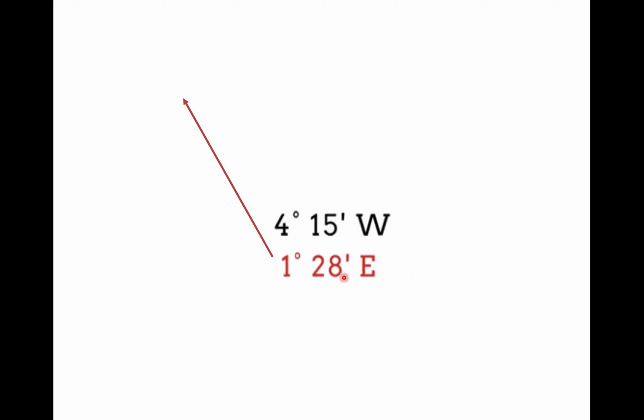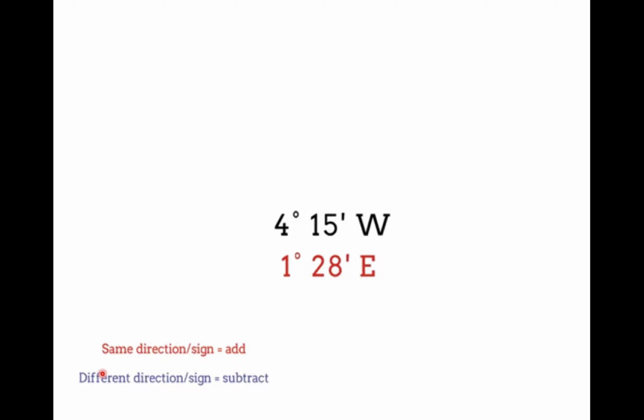Let's continue. Again, what was the rule? Same direction, you have to add. Different direction, we have to subtract. Now, what do we have here? We have west and east, so we have to subtract. Let's minus: 4 degrees 15 minutes west minus 1 degree 28 minutes east. How much is it? It's equal to 2 degrees 47 minutes west.